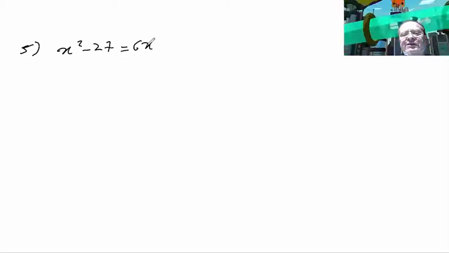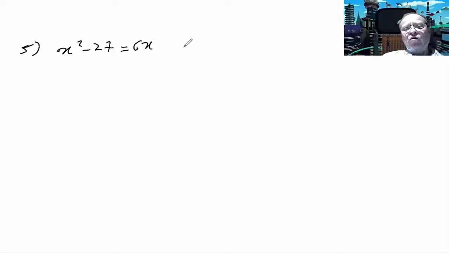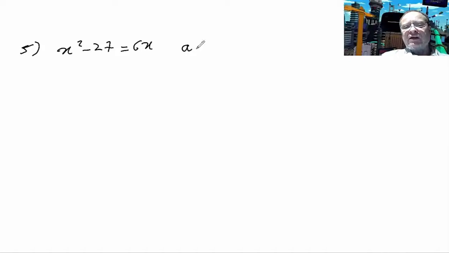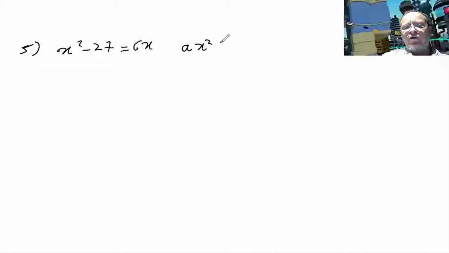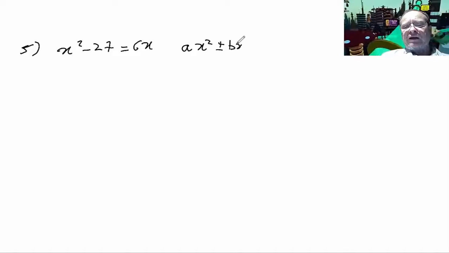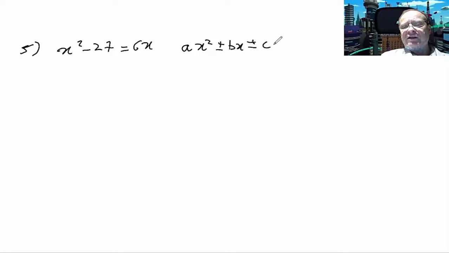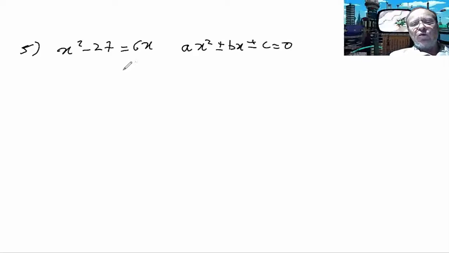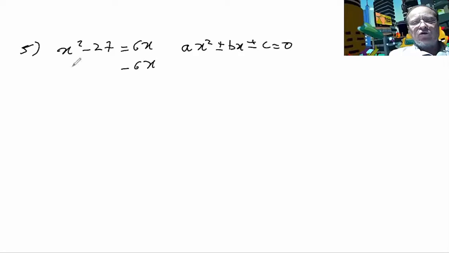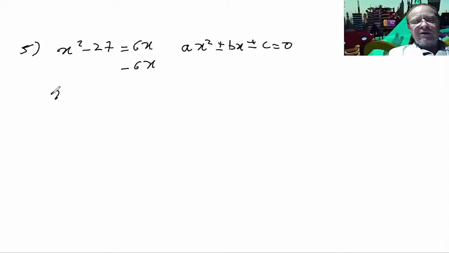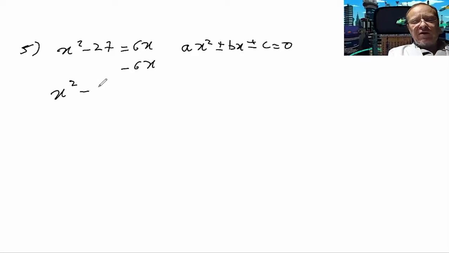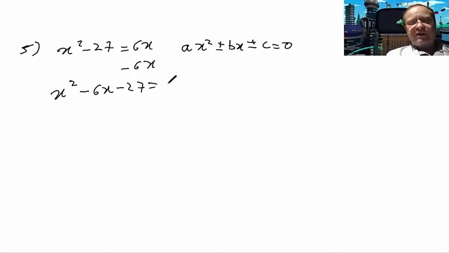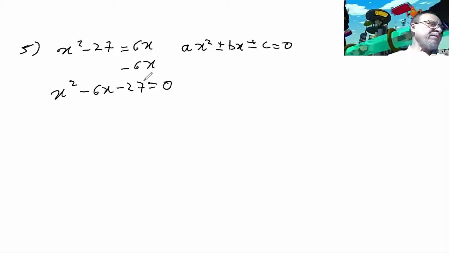Now notice it is not in standard form. Recall that it must be in standard form, and recall that standard form is ax squared plus or minus bx plus or minus c is equal to 0. So how do we get this in standard form? Well, we have to bring the 6x over to the other side and make this equation x squared minus 6x minus 27 is equal to 0.